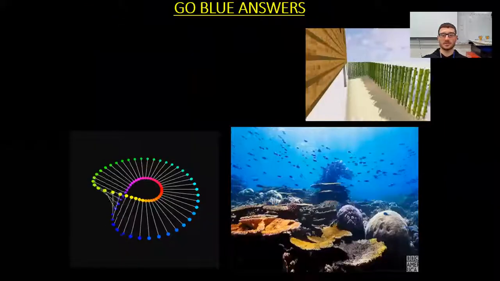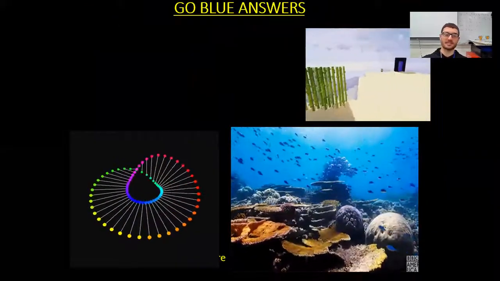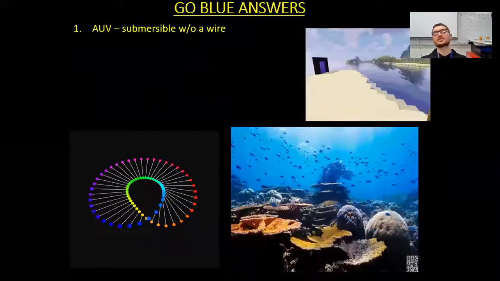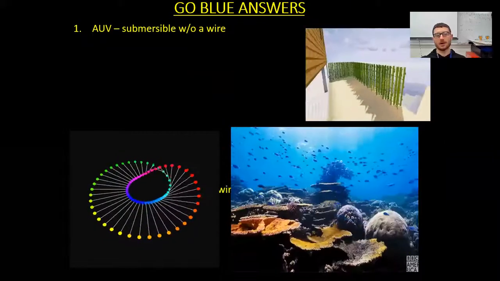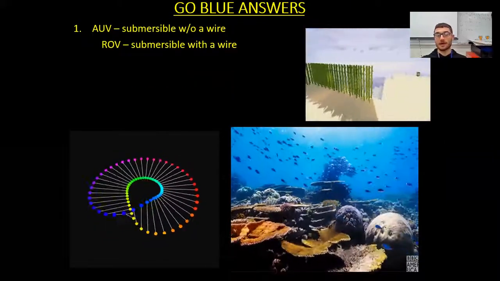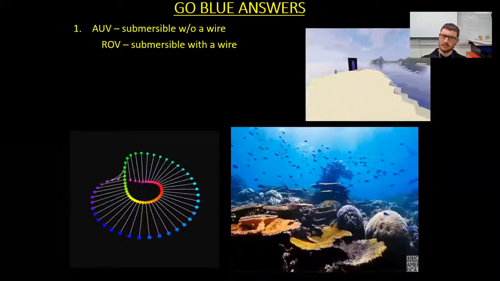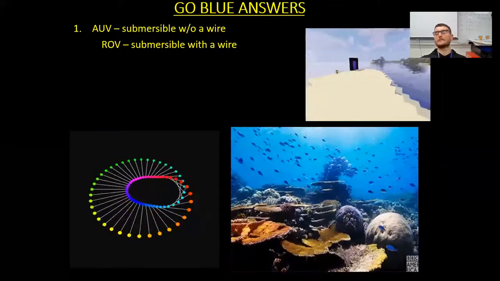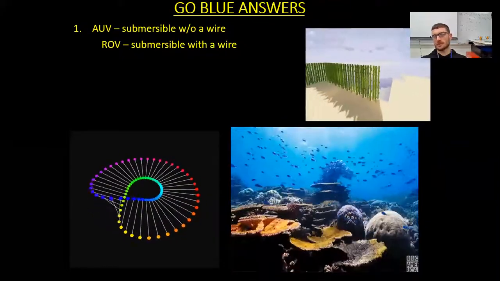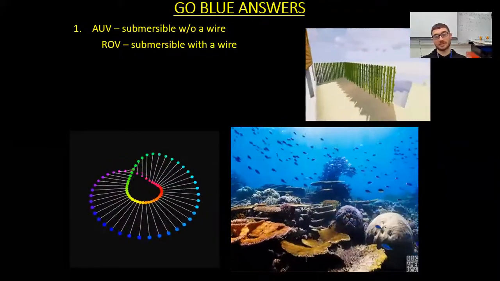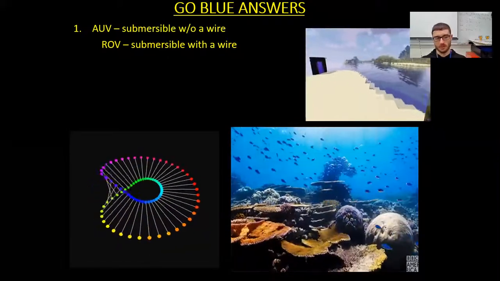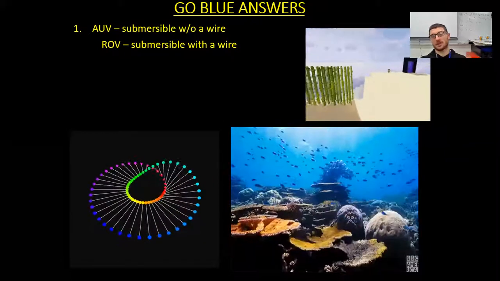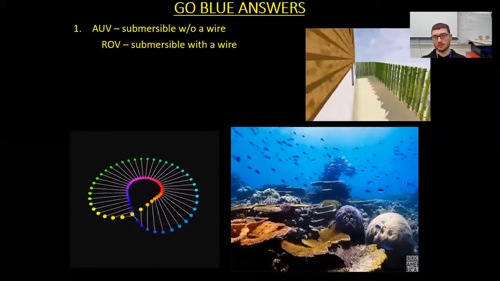Thinking about those questions, let's go back to our technology stuff on page 16. Number one, AUV is a submersible without a wire, and ROV is a submersible with a wire. If you're wondering, submersible like a submarine? Yeah, a submersible is kind of like a mini submarine, most of which we make now for scientific research. Sometimes they have a pilot, sometimes they do not, but they're much smaller. I'd say about half the size of a car a lot of the times, or even smaller than that.